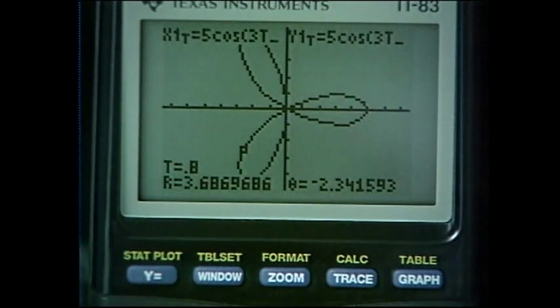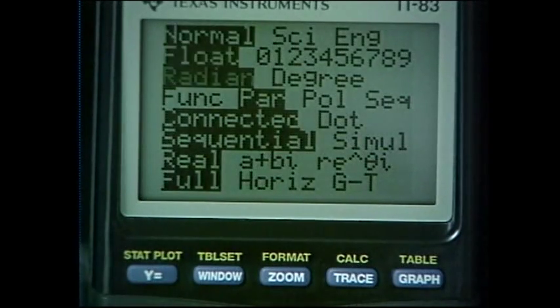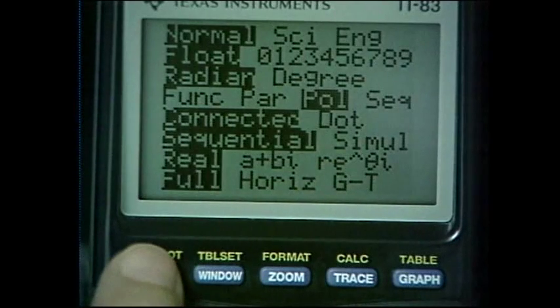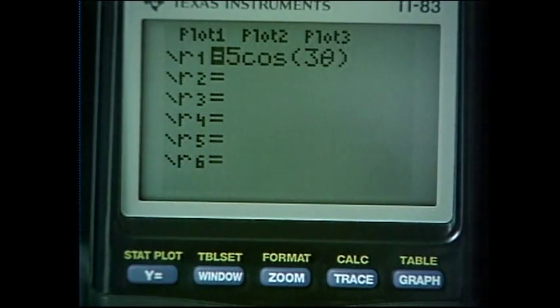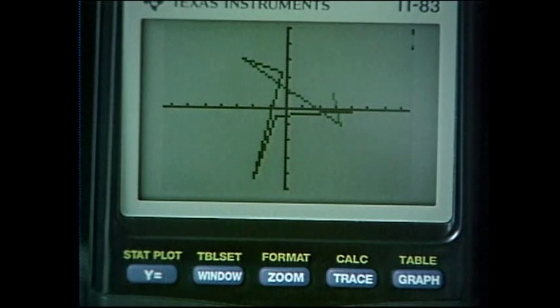But some calculators are able to enter polar equations directly, and this calculator is one of those. In mode, if I cursor down, here's function, here's parametric, oh, here's polar. So if I press enter, and then y equals, I can enter the polar equation that we talked about earlier. So it's 5 cosine 3 theta. And if we go to the graph, it looks like this.